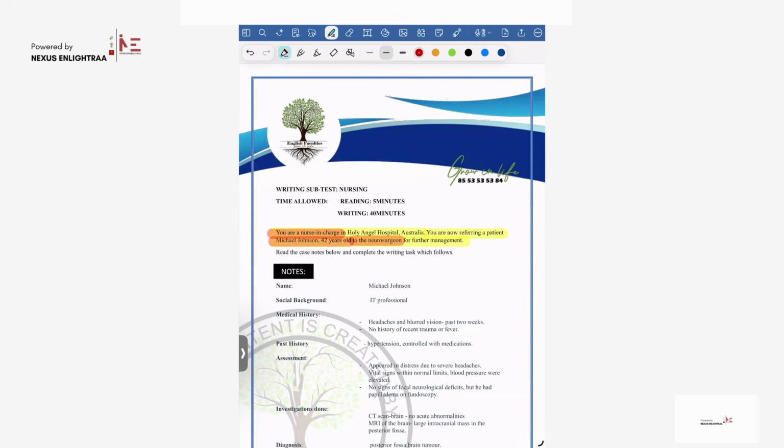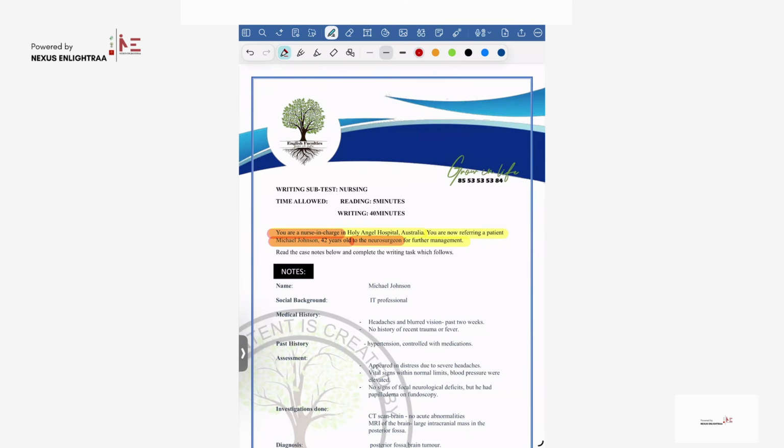Okay. We'll read this section by section. When you read case notes in the OET exam, you need to ask yourself one very important thing. What does the person I am writing to need to know? Remember this. In this case, the neurosurgeon needs to know the patient's background and what brought him to the hospital, what was found on examination, what the investigations showed, what the diagnosis is, and what the plan is.